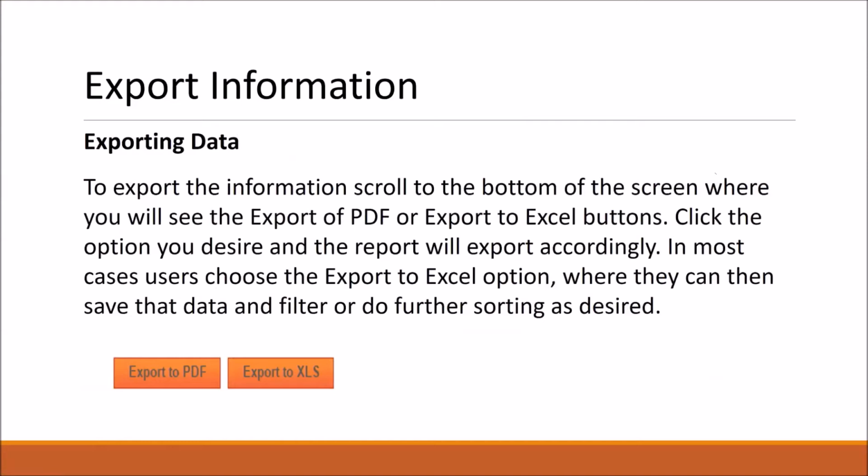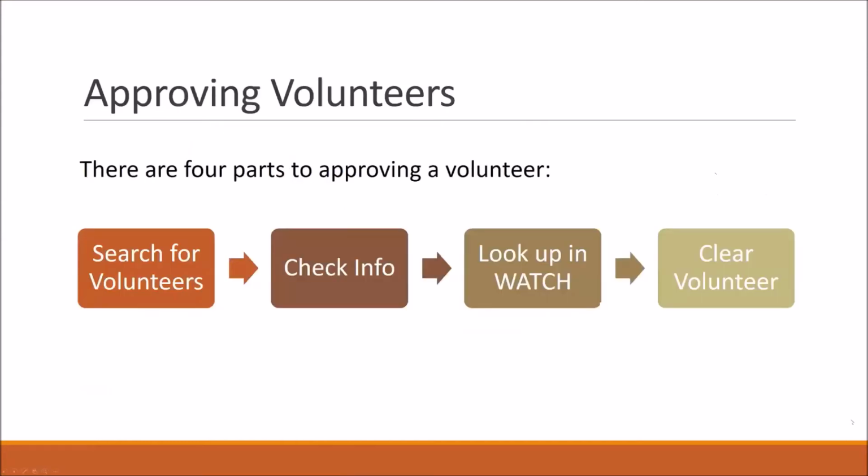So that's the third area where we access the data and search for our volunteers. We do it under the search menu, we find it under the reports menu, and we find it under export information. Okay, so approving volunteers.